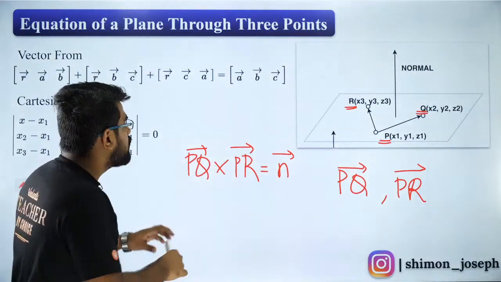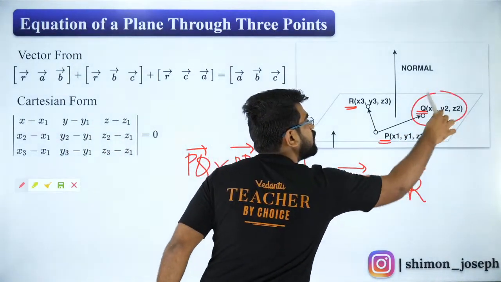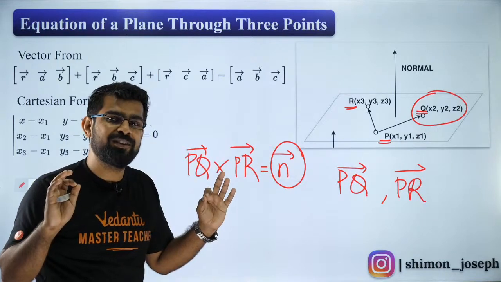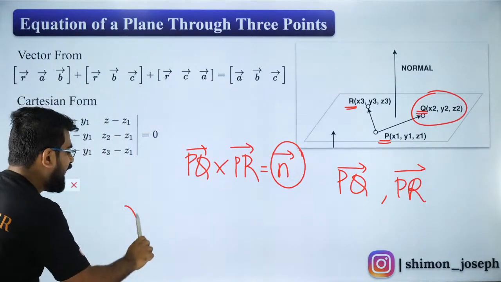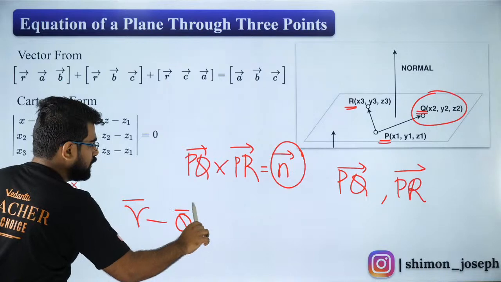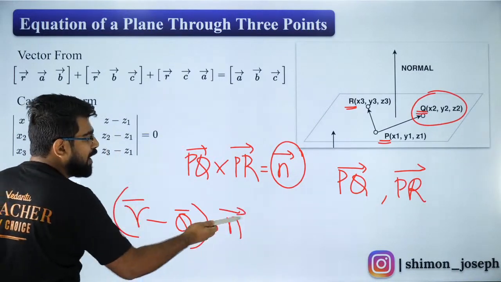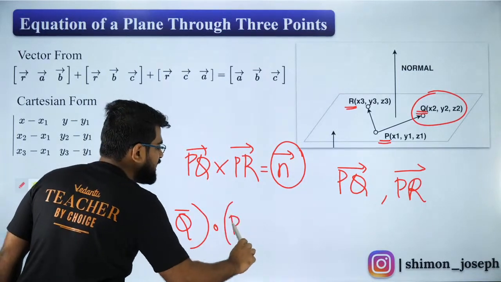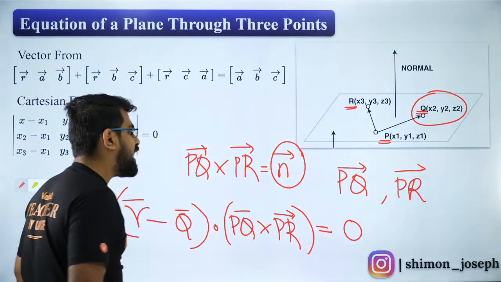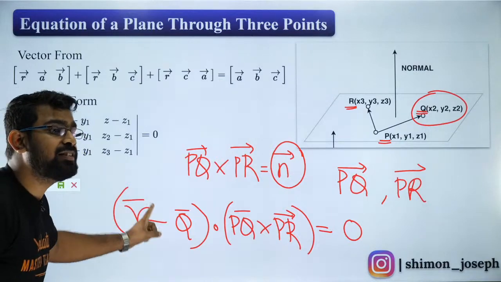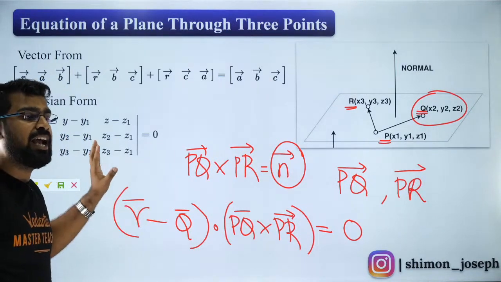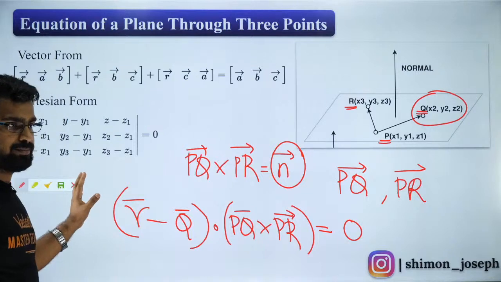Yes? Fantastic, guys. So I have normal and I have 1 point. So can't I use the previous form and get the answer? That's it. That's all you need to do. So it is basically R minus one of the points. Let's take Q. So R minus Q dot n vector. What is n vector? N vector is nothing but PQ cross PR. Now that is equal to 0. Is that correct? So this is how you get the equation of plane. Are you all clear with it? Are you guys clear with it? Everybody. So shall we move forward?